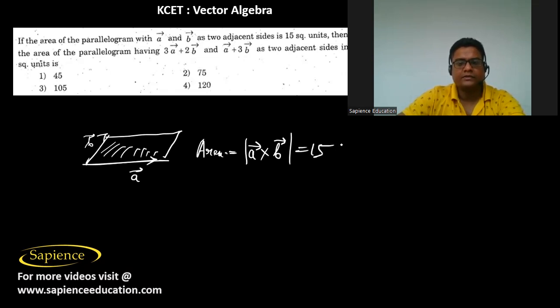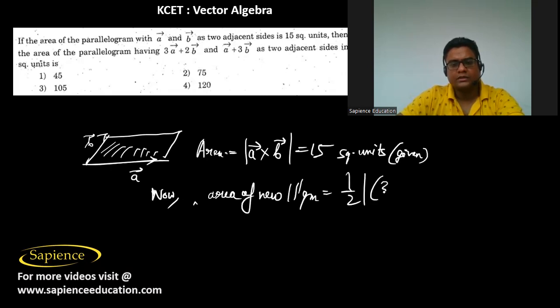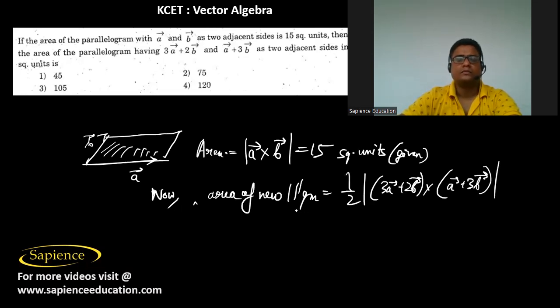And that is given as 15 square units. This is given. So now, therefore, the area of the new parallelogram will be equal to half of mod of this 3A plus 2B cross A plus 3B. Since why? Since these are the two adjacent sides in the new parallelogram.